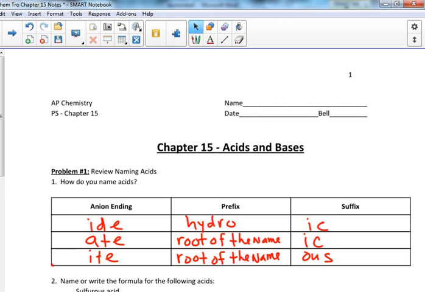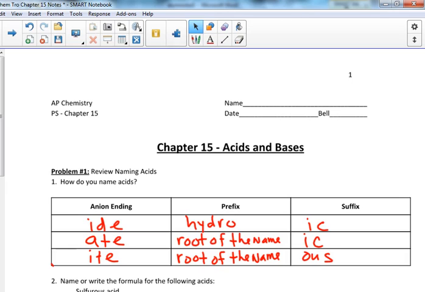I am blank walling over chapter 15, 15.1 and 15.2. So let's talk about acids and how we name acids. This should be review. If you do not remember anything, please go back and check out chapter 3 about naming. I already wrote some stuff on the notes. So how do you name acids?